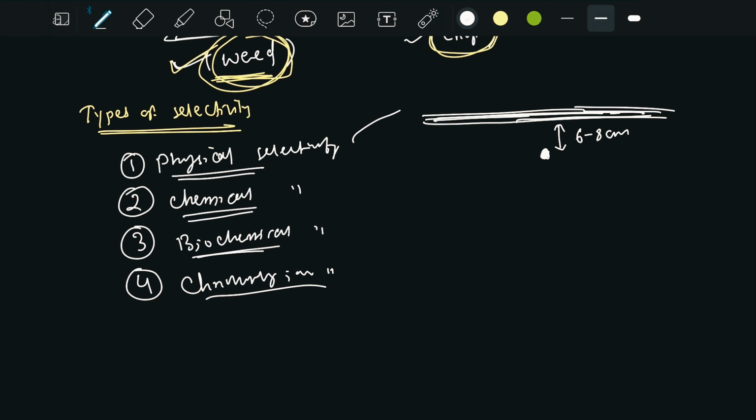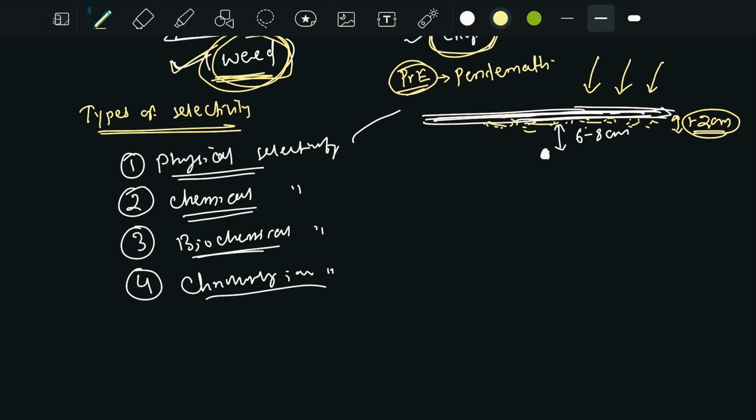And let me tell you one thing, most of the weed seeds present in our crop field are limited to the top 1 to 2 centimeter. Most of the weed seeds that germinate in a crop season from our crop field are within the 1 to 2 centimeter depth from the surface. So whenever we are applying any pre-emergence herbicide, the mostly used pre-emergence herbicide is pendimethalin, so we have applied the pendimethalin here on the surface.